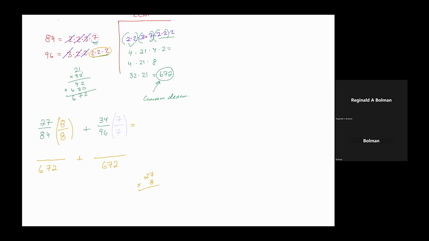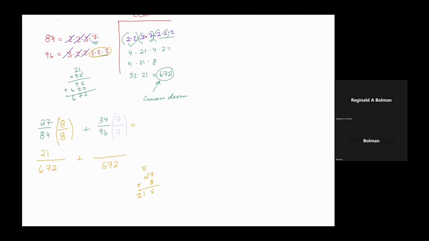8 times 7: 8, 16, 24, 32... What is it? It's 56. Carry the 5. 8 times 2 is 16 plus 5 gives you 21. So you should have 216 on top.